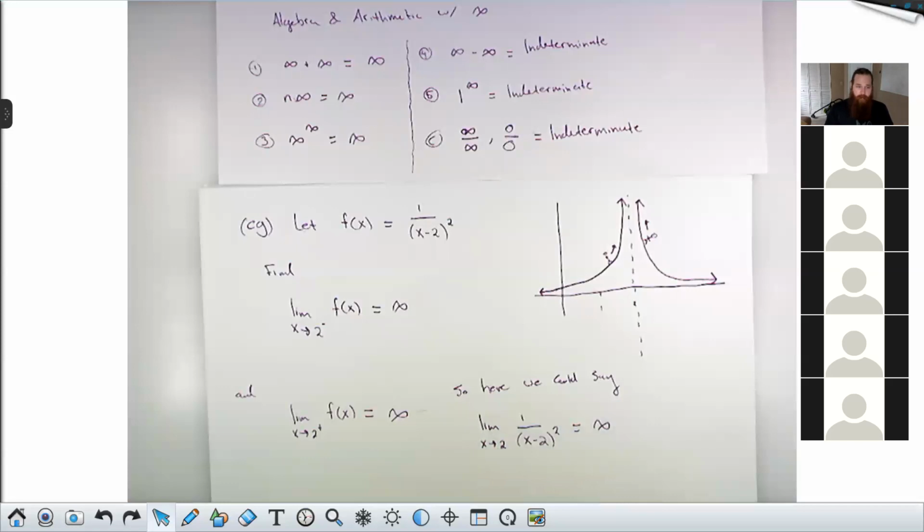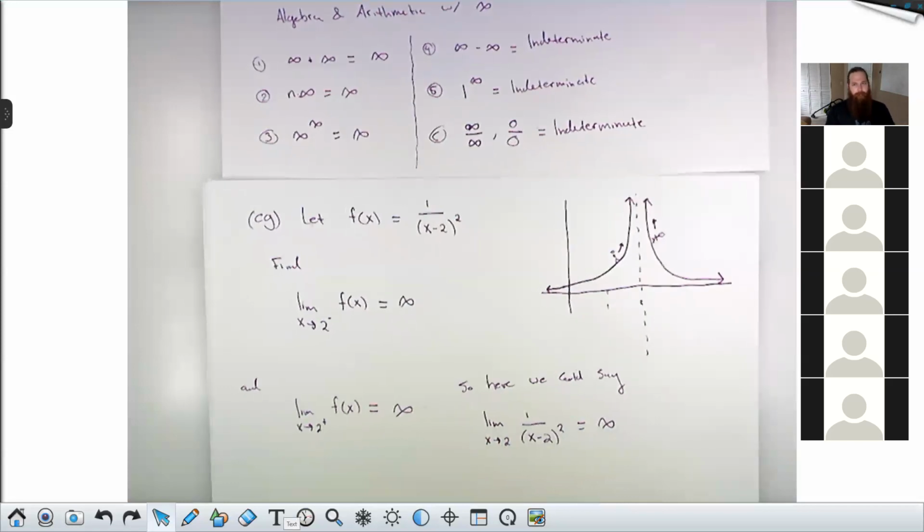Questions about this example? Anything feel weird or worrisome here? It's not too bad, right? As long as you have the graph, it's not too bad. So one of the big skills in this class is definitely being able to sketch quick graphs like that to help us with these sort of problems.